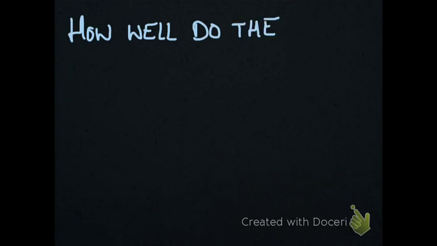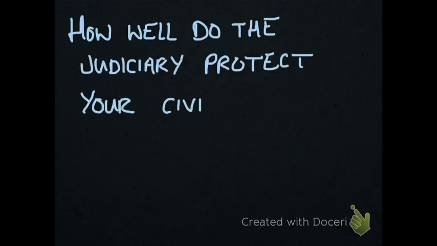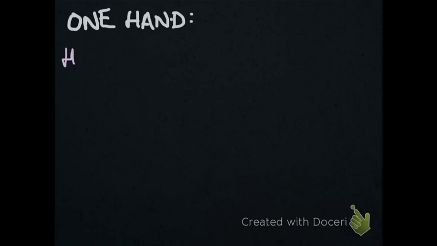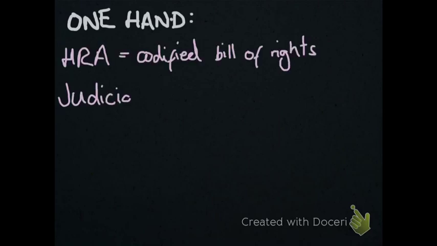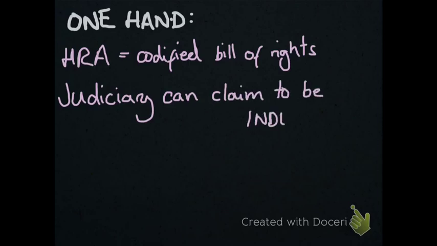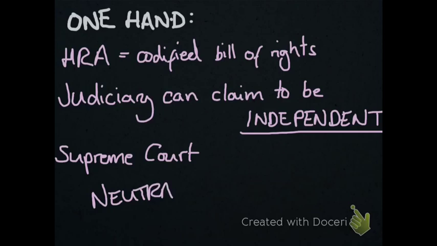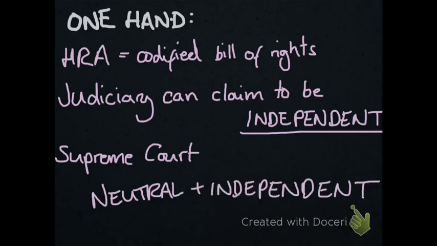But how well does the judiciary protect your civil rights? Well, on the one hand, the Human Rights Act has given the judiciary a codified act of rights upon which to judge threats to civil liberties. The judiciary can justifiably claim to be independent from political influence, and the Supreme Court is far more politically neutral and independent than the law lords were.